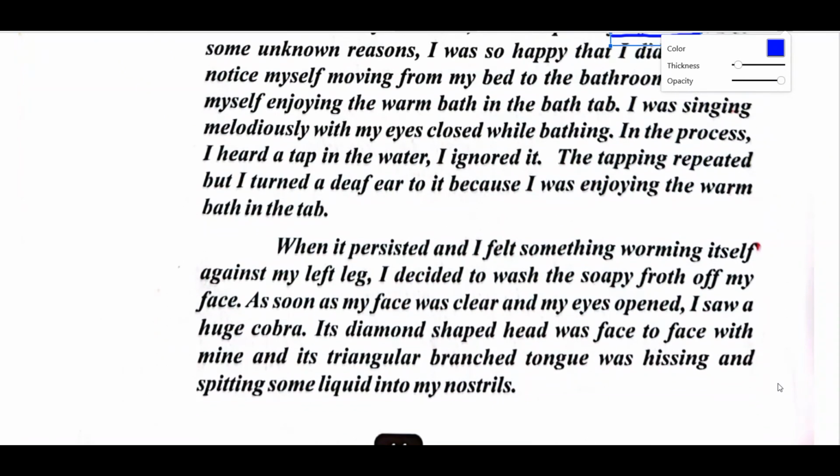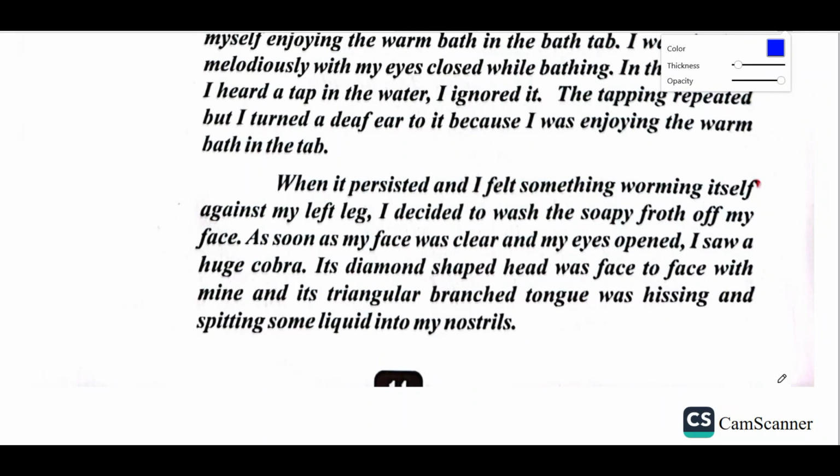So let's look at paragraph 2. When it persisted and I felt something warming itself against my left leg, I decided to wash the soap froth off my face. As soon as my face was clear and my eyes opened, I saw a huge cobra. So this is about now an animal which is a snake.